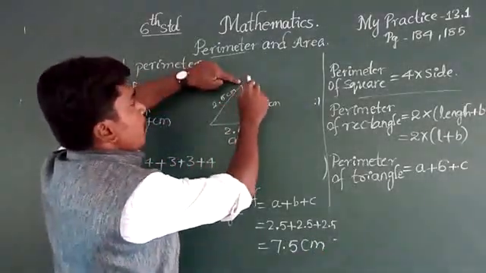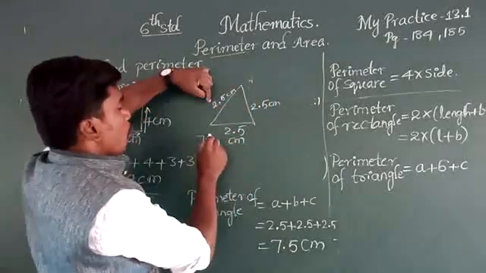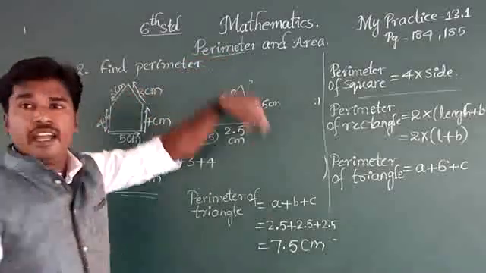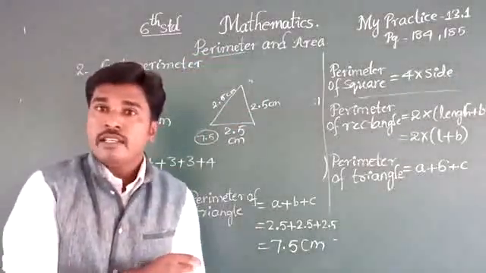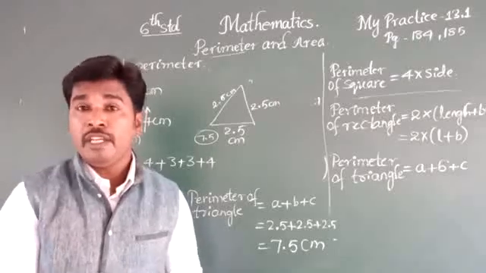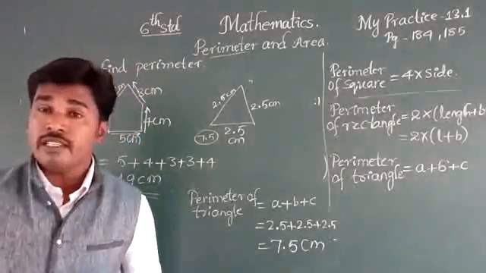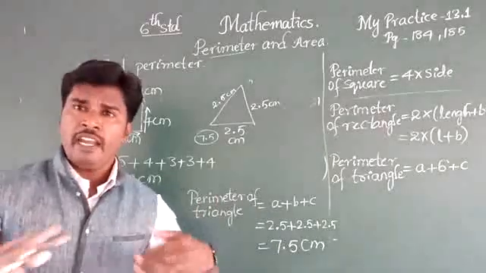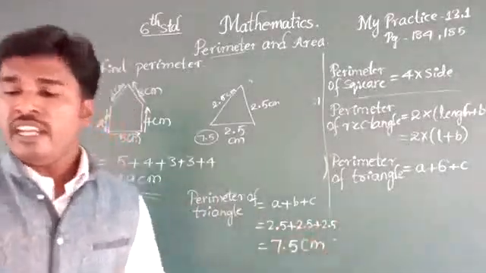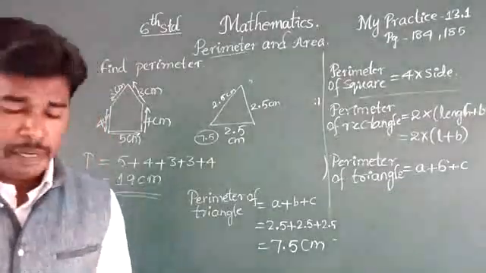Observe here, 2.5 plus 2.5, here you are getting 5. 5 plus 2.5, you are getting 7.5. The perimeter of this triangle is 7.5 centimeter. So in this way, you find out the perimeter. You just add the sides, the sum of its sides, and you get the perimeter of any shape. These are very simple questions. So try to complete the remaining questions.